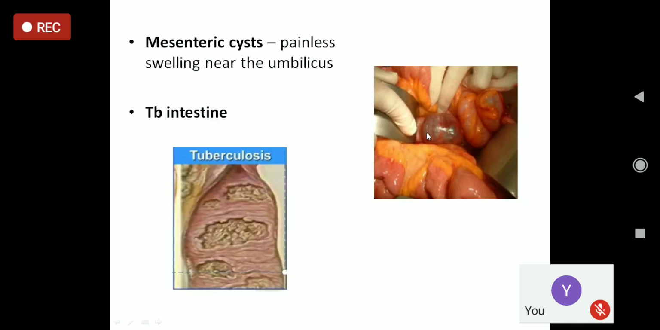Then the cyst. You will also find cysts in the mesentery, known as mesenteric cysts. A person may present with a painless swelling near the umbilicus. Then tuberculosis of the intestine can also occur. Here you can see the tuberculosis of the intestine. See the ulcers here.